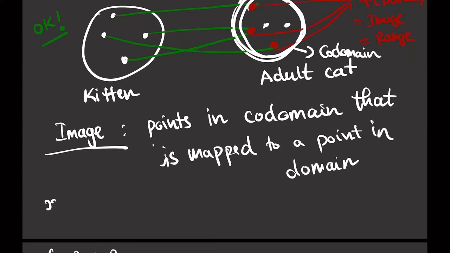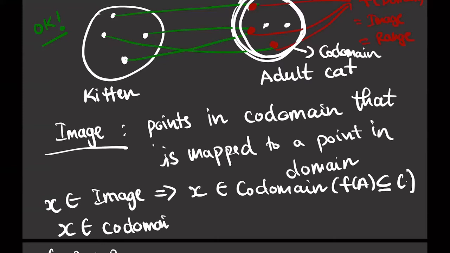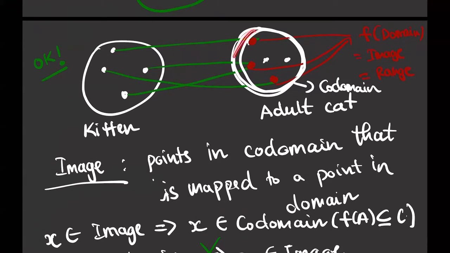So if you have an element x, and you know that it is in the image of f, then you can say that x is in the codomain. It is correct, which means the image of f is a subset of the codomain. However, if x is in the codomain, you cannot be sure that x is in the image, right? Because look at the example again.